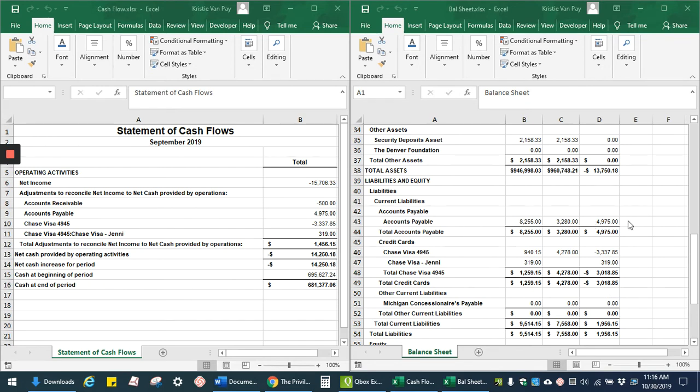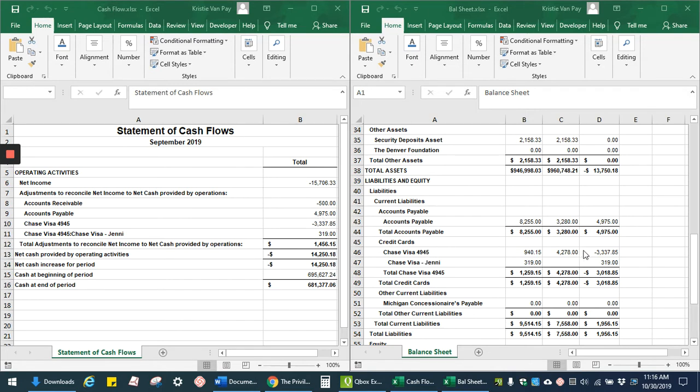The next number we have is accounts payable. And what this is saying is that we actually reserved $4,975 of our cash by having bills that we haven't paid to the vendors yet. So we've incurred the expense, but we haven't paid for it yet. So we've retained that cash. So they're adding that cash back in here on accounts payable. They're adding that back to the cash number.